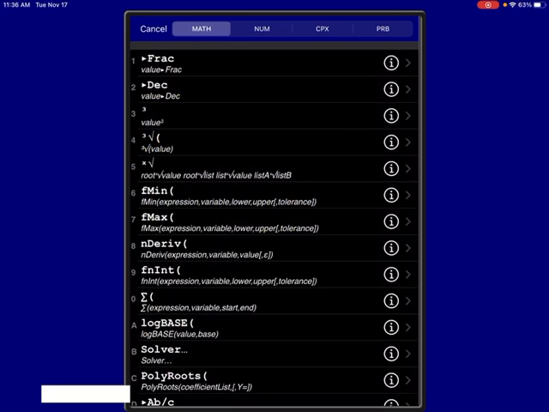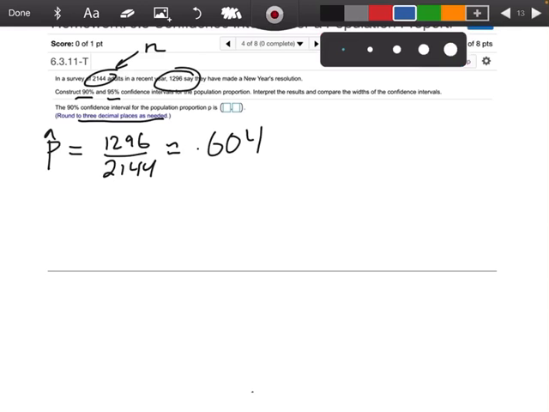I'm going to go to 3 decimal places because my answer is asking me to go to 3. So I'm going to leave that as 0.604 right now. The next thing we need to find is our q-hat. So q-hat is just going to be 1 minus p-hat, and that's going to be 0.396.